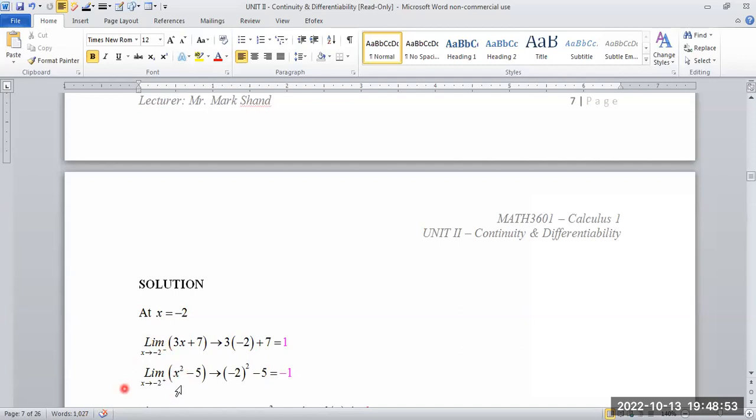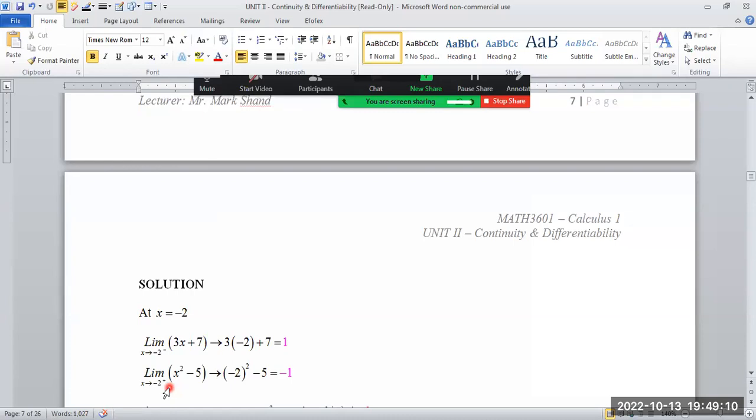I find it much easier to explain it this way. So you're investigating the limit as x tends to -2 from the left, and the limit as x tends to -2 from the right. You know you're looking at when x is equal to -2. See right here, it says at x equals -2.